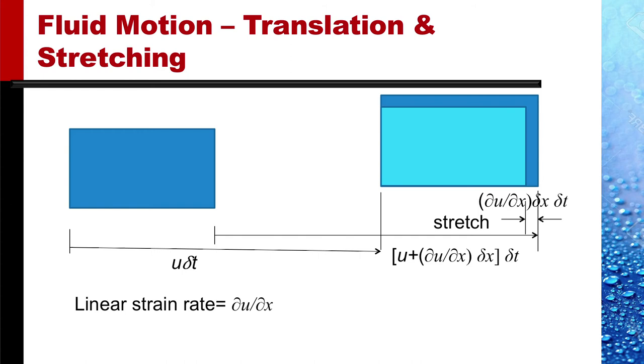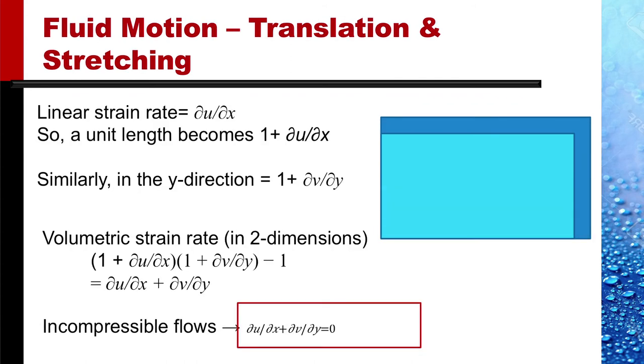So, delta u by delta x is the rate of strain in the x direction, the linear strain rate in the x direction. Similarly, we can find in other directions. In the y direction, it will be dv by dy. And so the volumetric strain rate in two dimensions would be the current volume, which is 1 plus delta u by delta x into 1 plus delta v by delta y, minus the original volume. And so this is du by dx plus dv by dy. This is the volumetric strain rate.